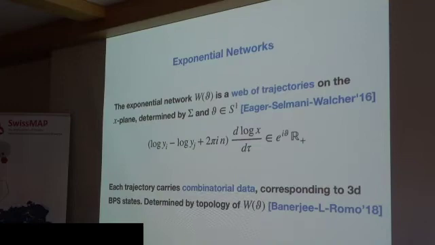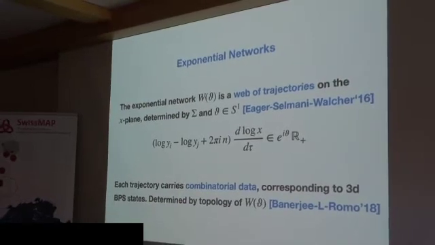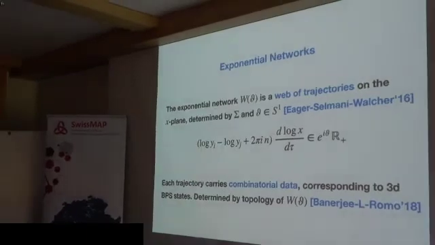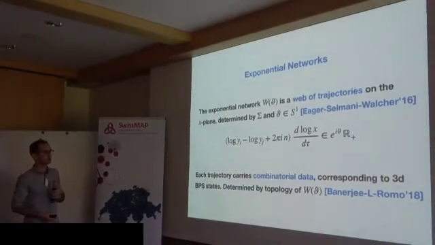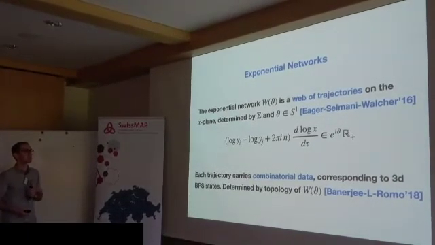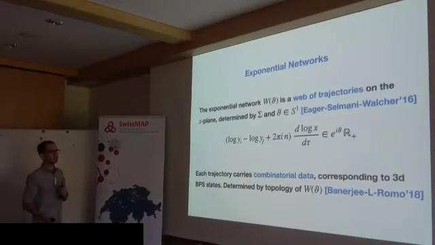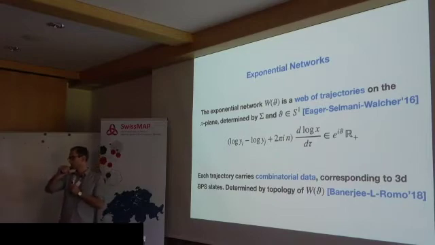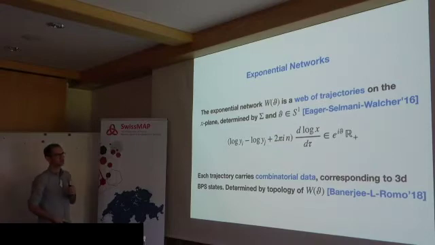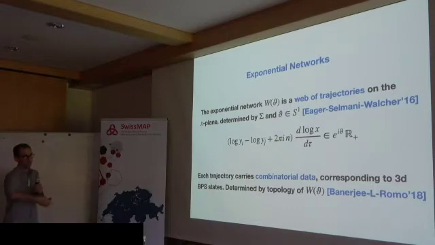Okay, so now what are exponential networks in practice? An exponential network is a web of trajectories on the x-plane, the plane of the projection. The shape of this network is determined by the geometry of the covering surface and by an auxiliary phase theta. And the shape of these trajectories is determined by this equation here. So tau is the proper time along the trajectory. Yi and yj are two roots of the equation f of x, y. So you choose two sheets of the covering. And n is some integer. So this equation is a differential equation. You can integrate it, and you determine the shape of a trajectory.